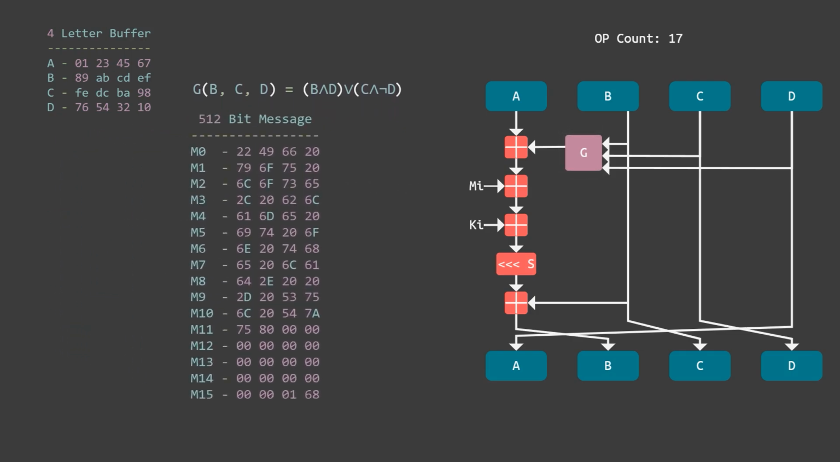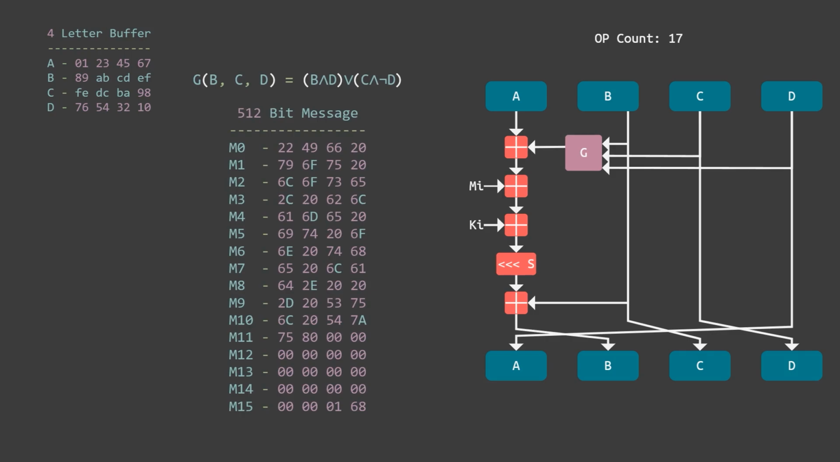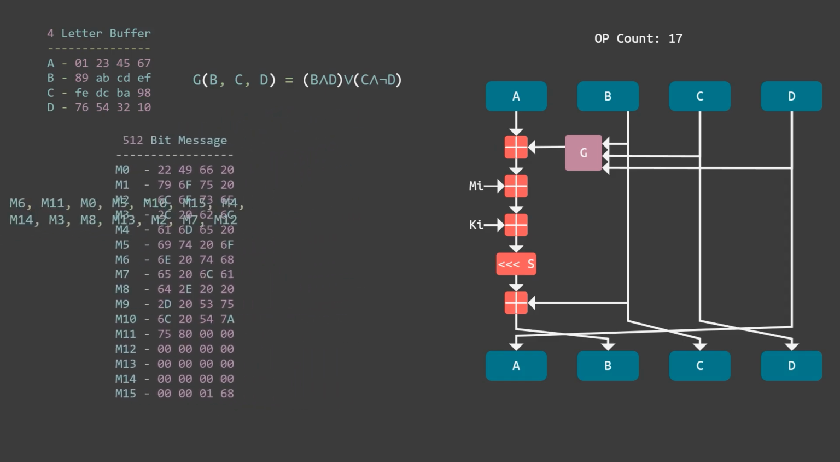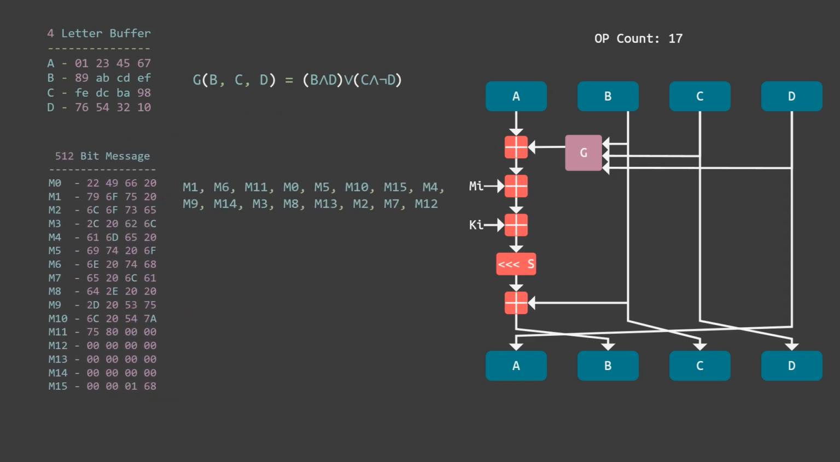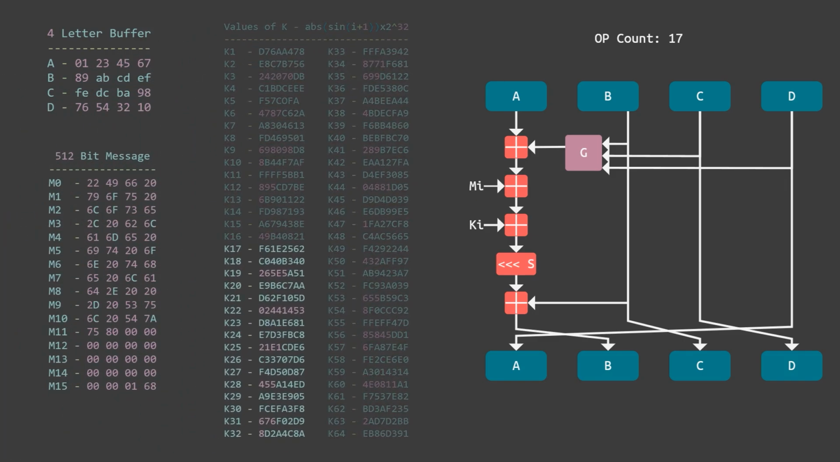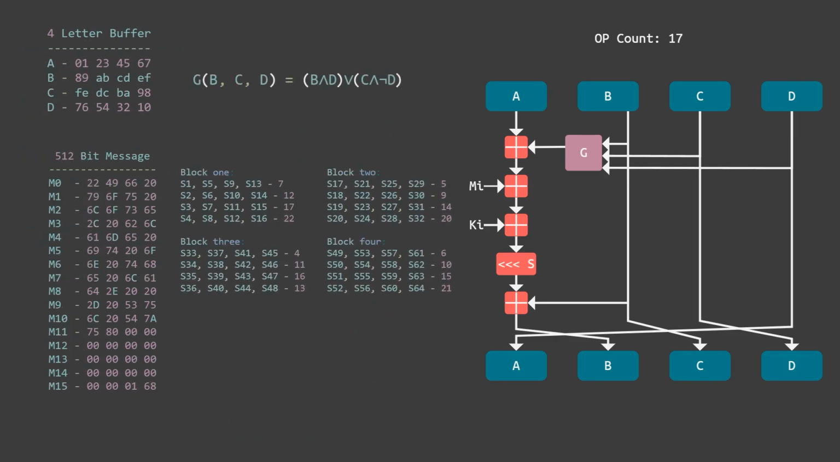Second, while adding M, a certain sequence is followed instead of adding it chronologically like we did in the first block. The sequence will change during the next two blocks also. Here's the sequence. Third, when adding the values of k, the next 16 values will be used in their original order. So, k17 to k32 will be used. A predefined pattern is followed when shifting the bits.